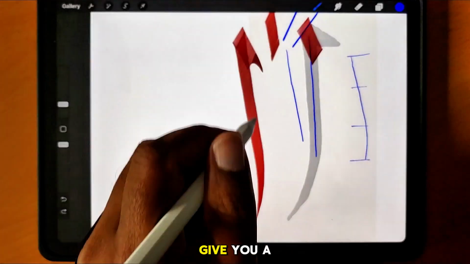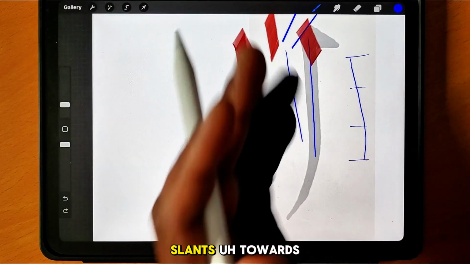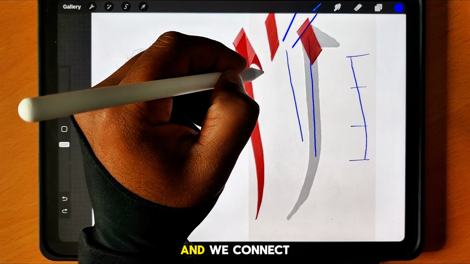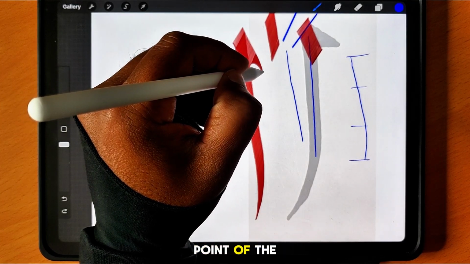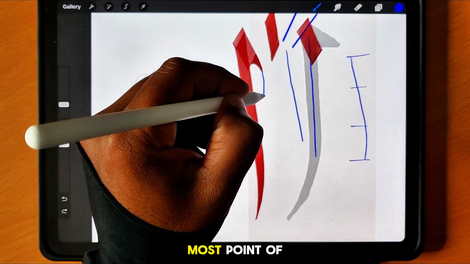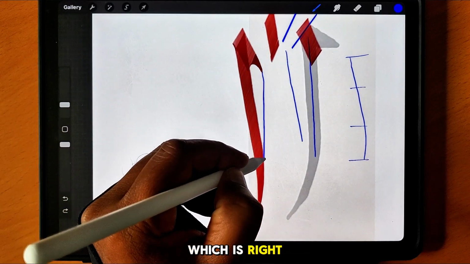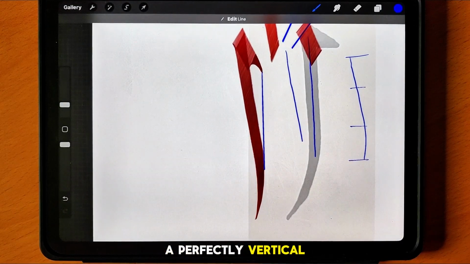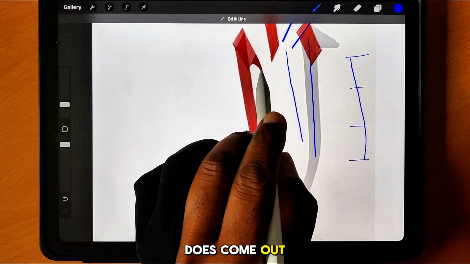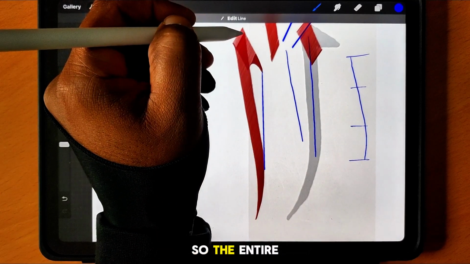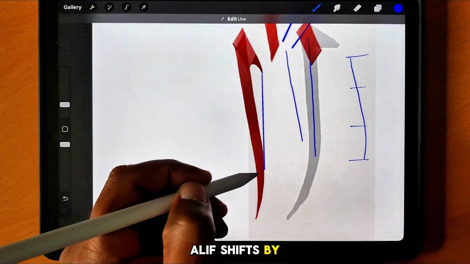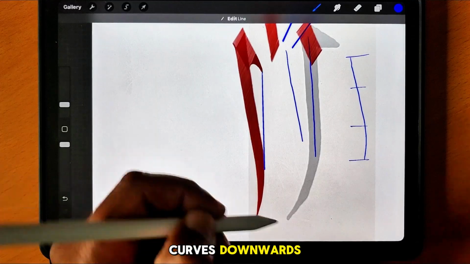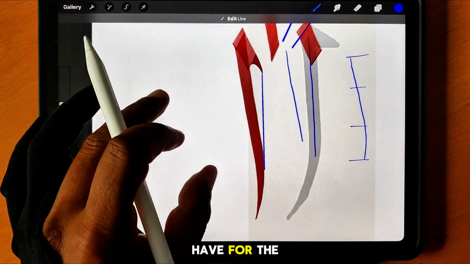Now, finally, I did say I was going to give you a guideline on how much the alif slants towards the right-hand side as it comes down. So when the alif is all said and done, and we connect the rightmost point of the hilya to the rightmost point of the alif, which is right over here, this should be a perfectly vertical line. So the hilya does come out by about half a nuqta. So the entire alif shifts by about half a nuqta as it comes down before it curves downwards. Okay? And that's what we have for the letter alif.